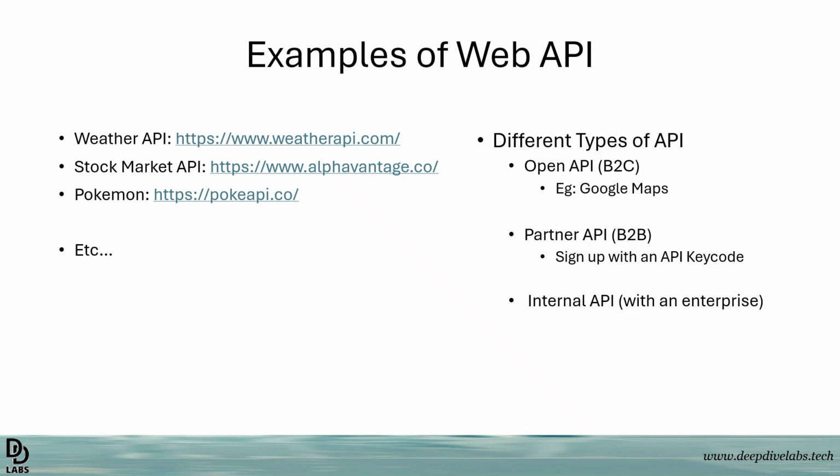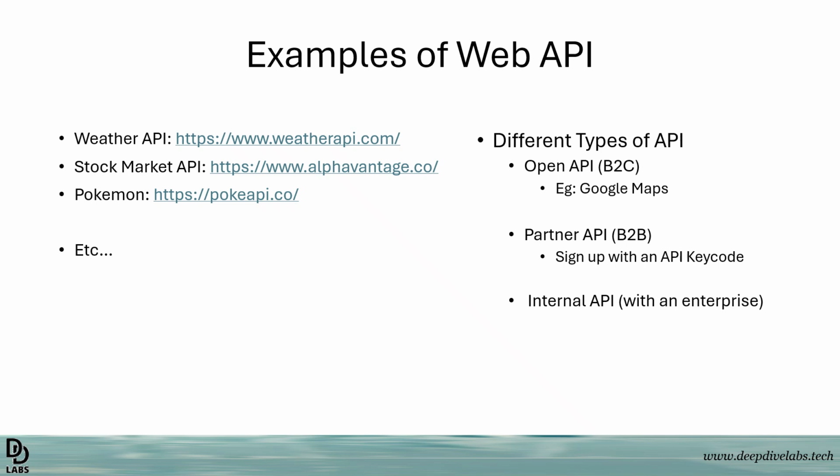So there are different types of API. You have the common open API, which is typically a B2C kind of API. For example, Google Maps is available for all of us for use in our phones, but it's also used by a number of these ride hailing services. For example, Grab in Singapore, or Uber or Ola sometimes use Google Maps.